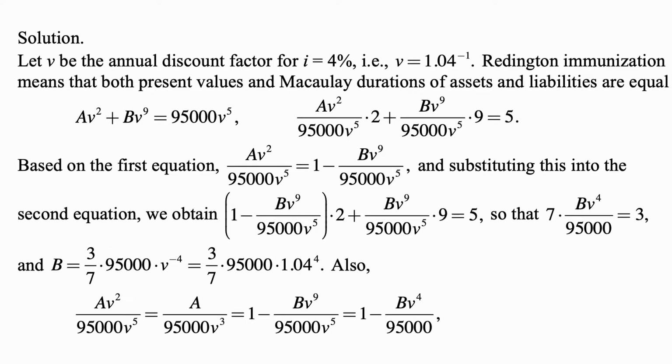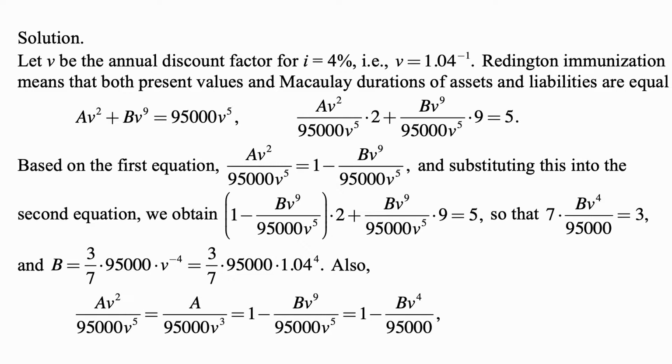And here's the solution. Let's write V for the annual discount factor for i equal to 4%. So V is equal to 1.04 to the negative 1. Redington immunization means that both present values and Macaulay durations of assets and liabilities are equal, so that A times V squared plus B times V to the 9th is equal to 95,000 V to the 5th, because we have assets that make payments of A at time 2 and B at time 9, and liabilities that require a payment of 95,000 at time 5. So we equate the present value of assets and liabilities in the first equation.